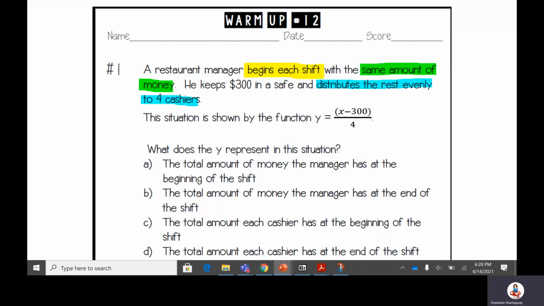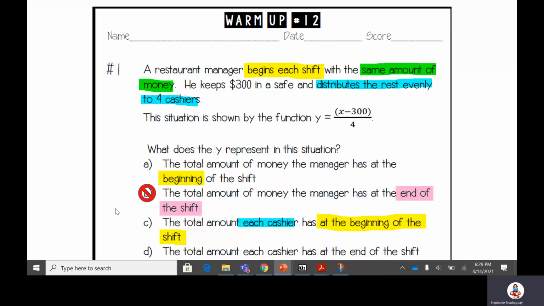shift. So looking at my answer choices, I have option A, the total amount of money the manager has at the beginning of the shift. Well, this is talking about the beginning, so I'll leave that one alone. B is saying the total amount of money the manager has at the end of the shift. Well, we're not talking about the end of the shift, so we can go ahead and cross out B. The total amount each cashier has at the beginning of the shift. So we're talking about each cashier, and we're talking about the beginning of the shift, which is the same thing the word problem talks about. So option C is a possible answer.